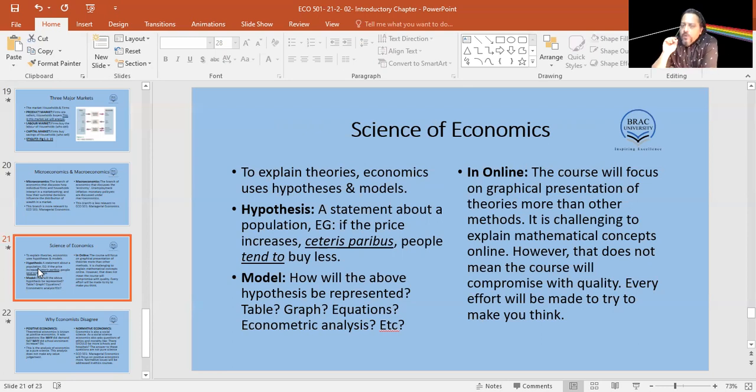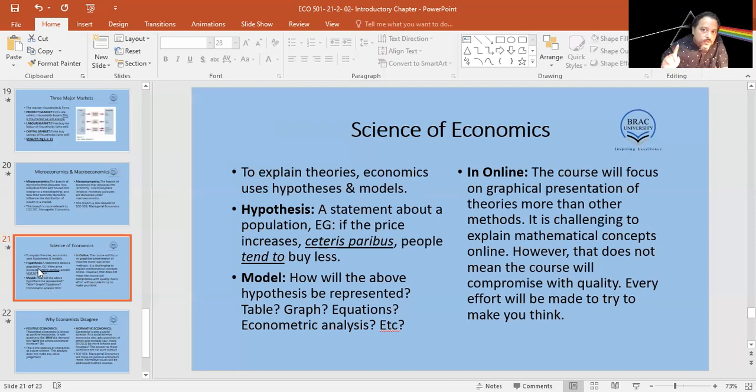Now, at the beginning of today's class and also in week 1, we assumed that this course is going to be an online course throughout the whole semester. So the course will focus on graphical presentation of theories. I'm repeating it again: the course will focus on graphical presentation of theories. The same theory that can be explained through mathematics and econometrics can also be explained with graphs.